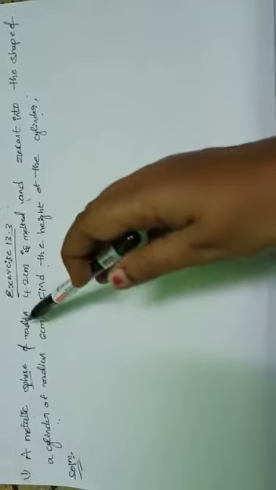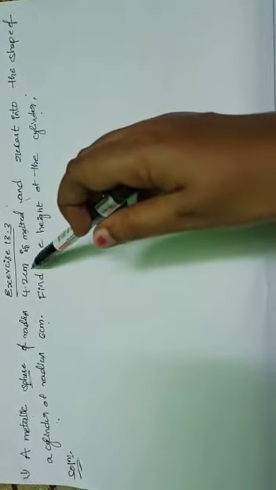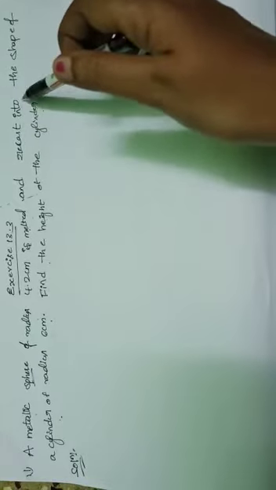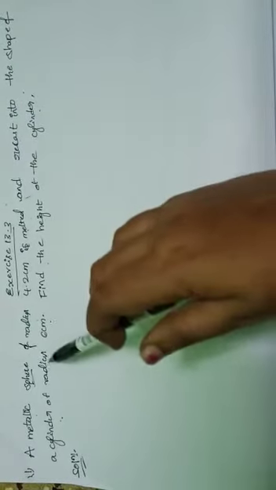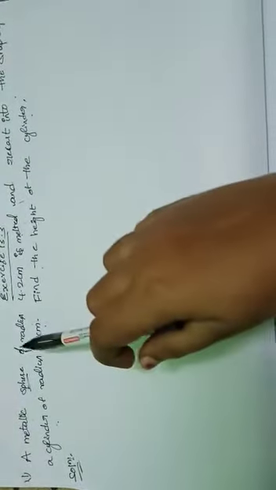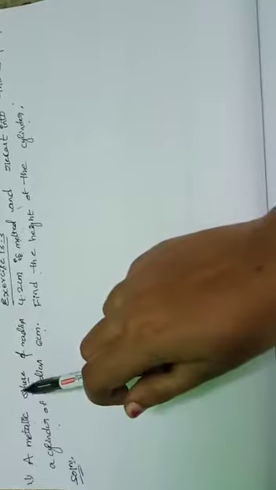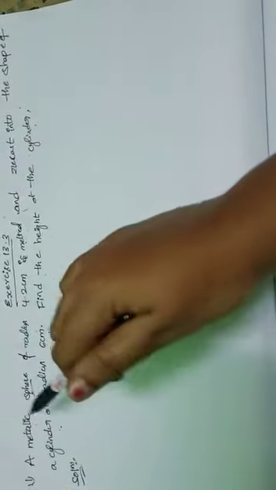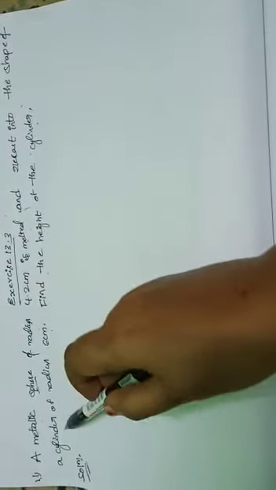Let's discuss exercise 13.3. First question: a metallic sphere of radius 4.2 centimeters is melted and recast into the shape of a cylinder of radius 6 centimeters. Find the height of the cylinder. First, the metal is in the shape of a sphere. After melting, the new shape of the metal is a cylinder.